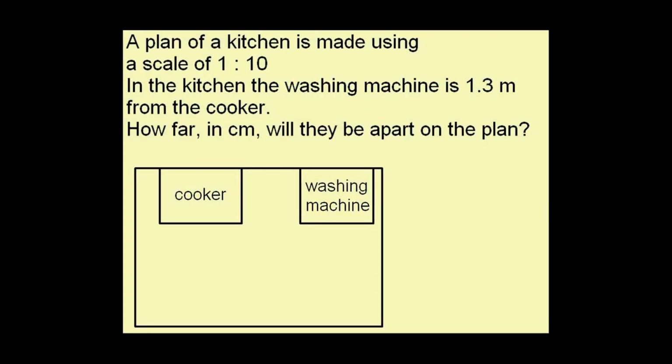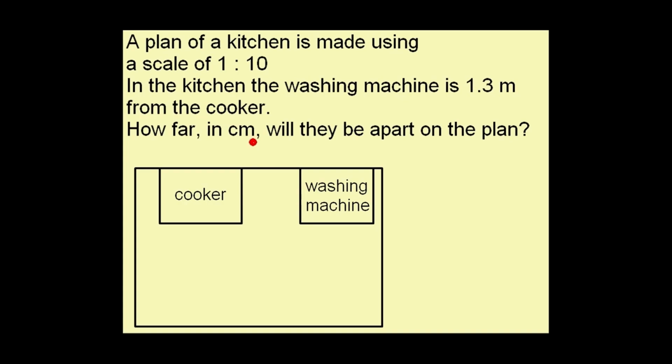We're now going to look at using ratios to draw plans and maps. In this question, I'm told that a plan of a kitchen is made using a scale of 1 to 10, so this is our ratio here. In the kitchen, the washing machine is 1.3 metres away from the cooker. I want to know how far in centimetres this will be on the plan.